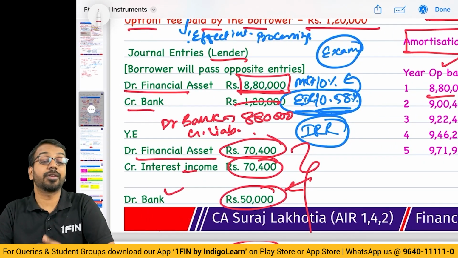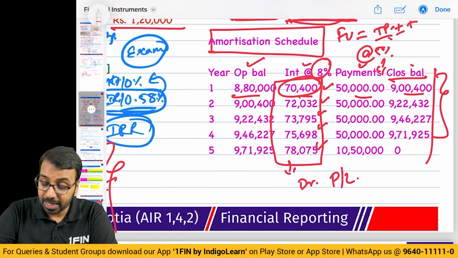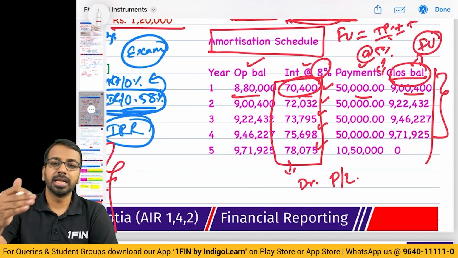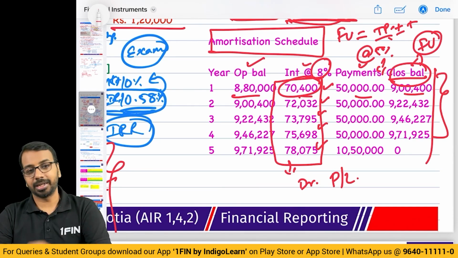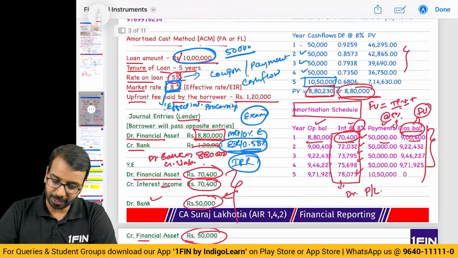So how do we account for FVTOCI? FVTOCI also will be done in the same way, just that at the end you will compare the closing balance with the fair value. If there is a fair value gain, you will credit it to OCI. If there is a fair value loss, you will debit it to OCI.